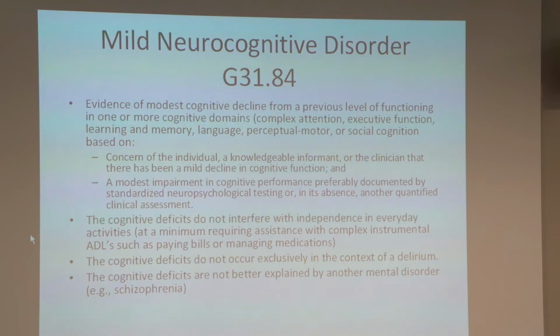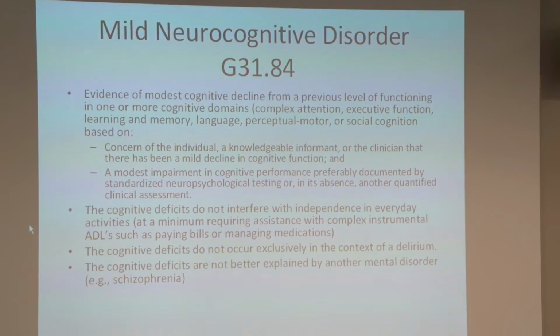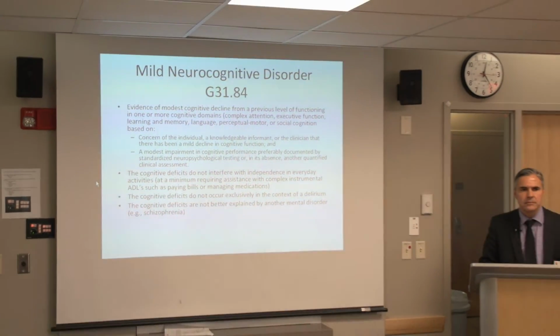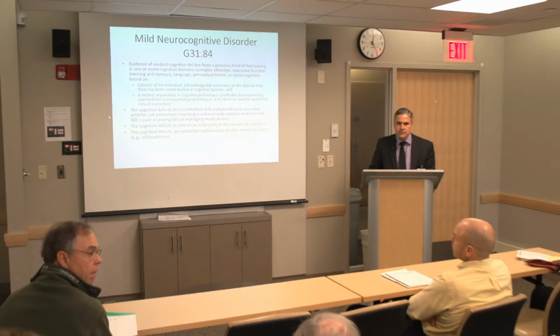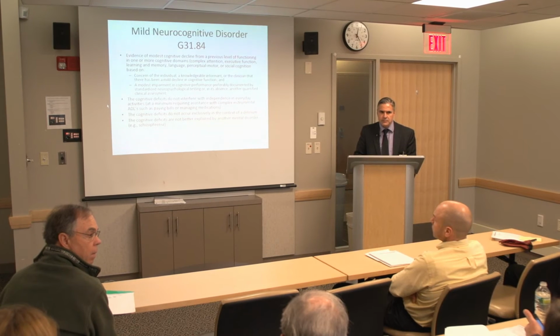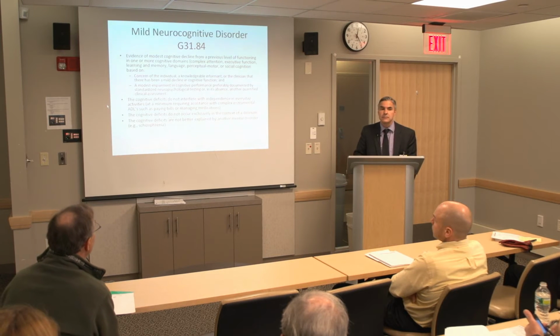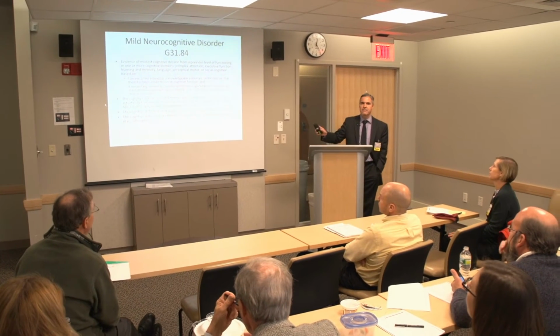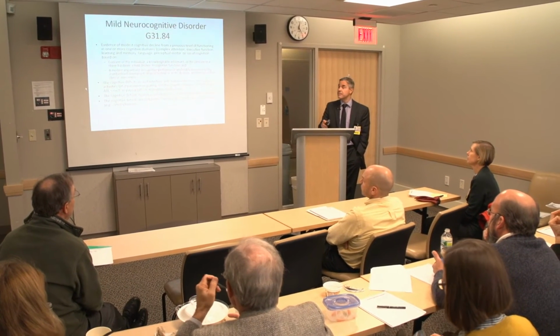so I put the code up there for mild. It's a little weird that major is F05 or F0-something, and mild is a G31.84, but so be it. The reason for those is that almost all of the DSM-5 psychiatric or mental illness things are going to be Fs. Gs are neurologic. Okay. We'll see some more Fs and Gs, and that makes sense to me.